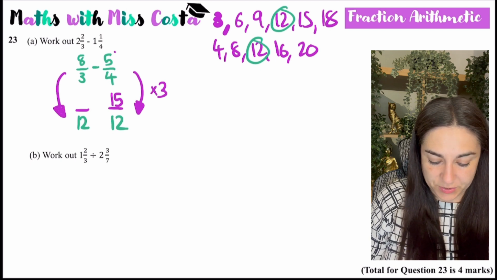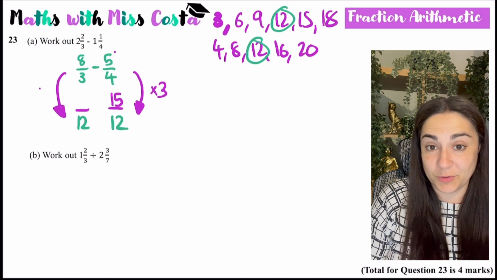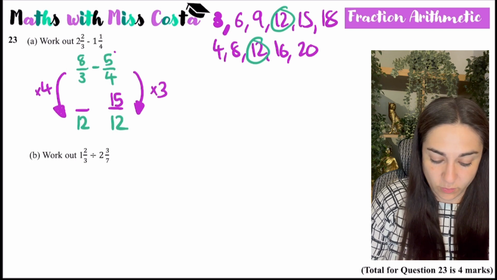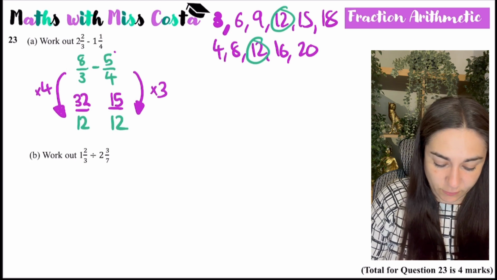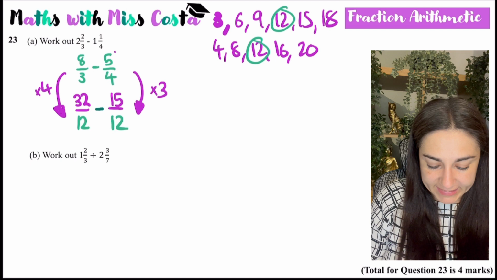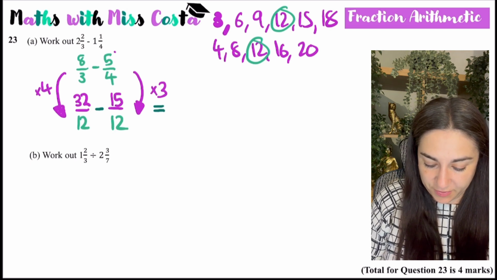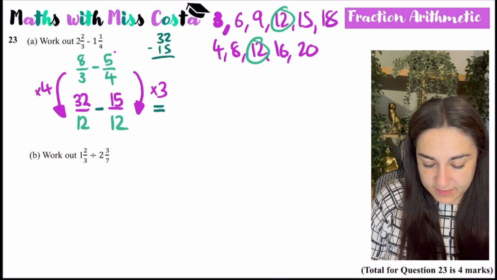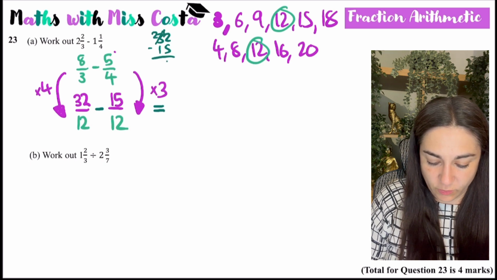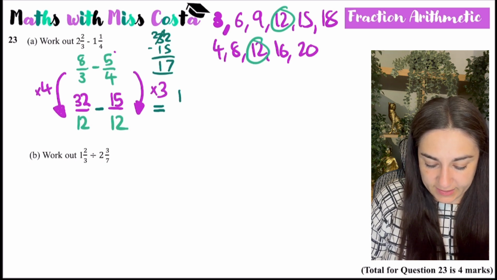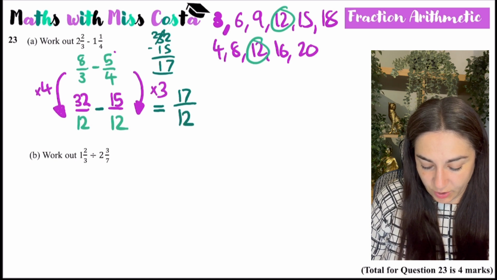And then what did you do to 3? What did you multiply 3 by to get it to 12? You times by 4. So you do the same to the numerator. You've got 32. So now that they both have the same denominator, you can just subtract. So 32 take 15, you've got 12 take away 5 is 7, so that would give you 17/12.